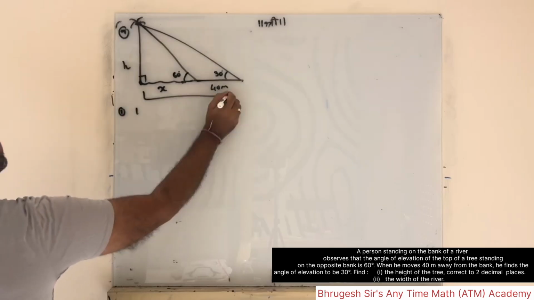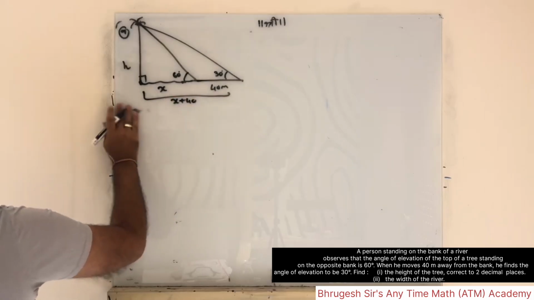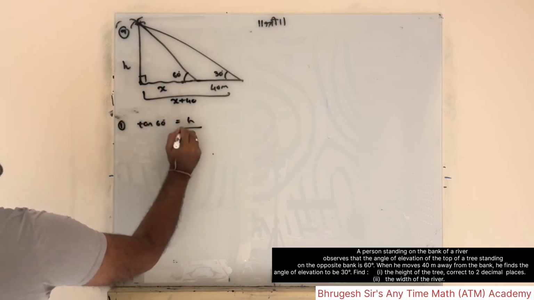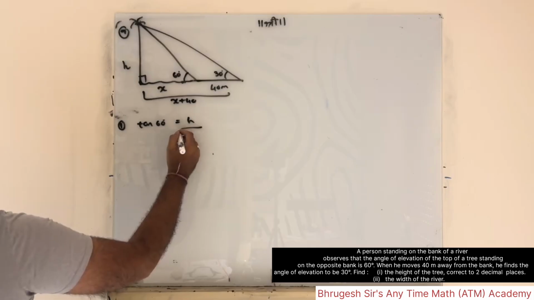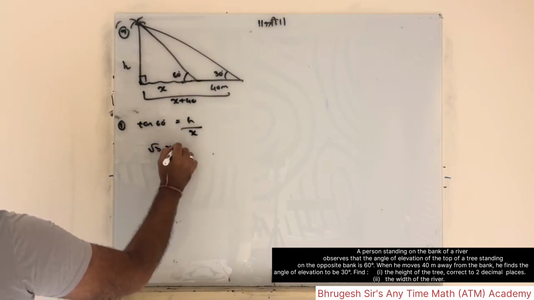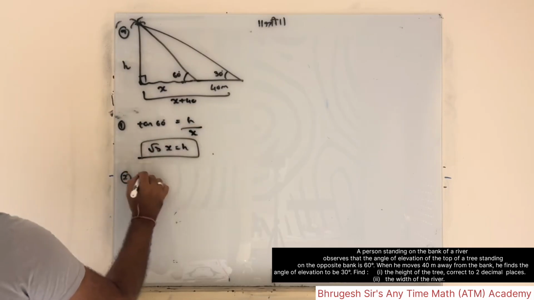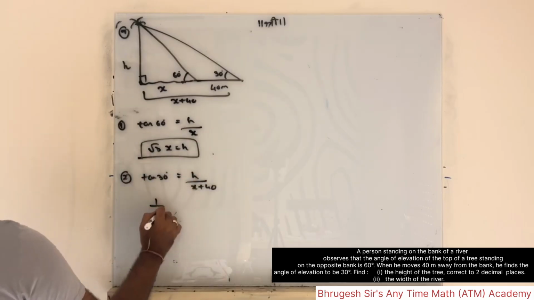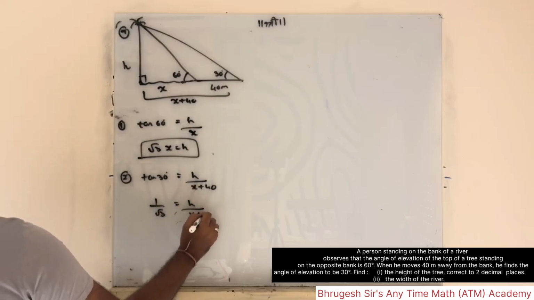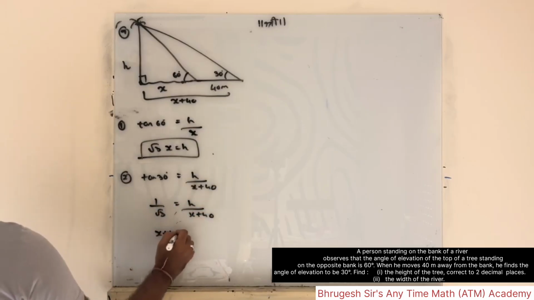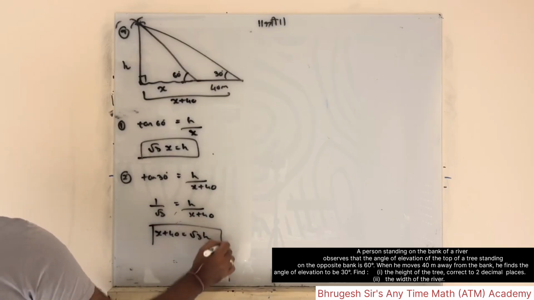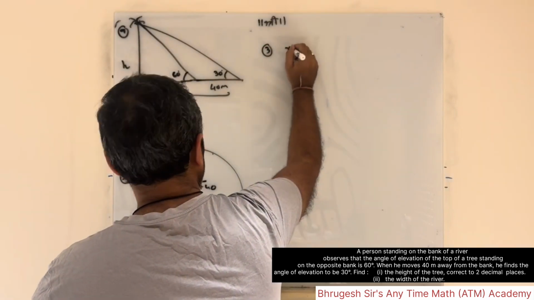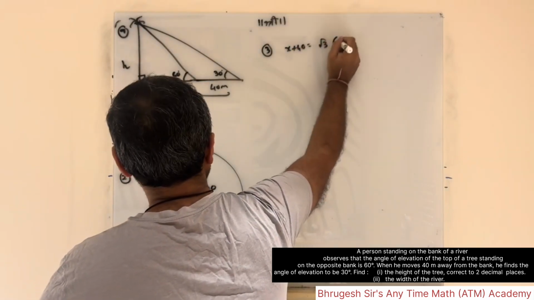The first, tan 60 degrees is opposite upon adjacent. Tan 30 degrees is opposite upon adjacent. H is nothing but root 3x beta.